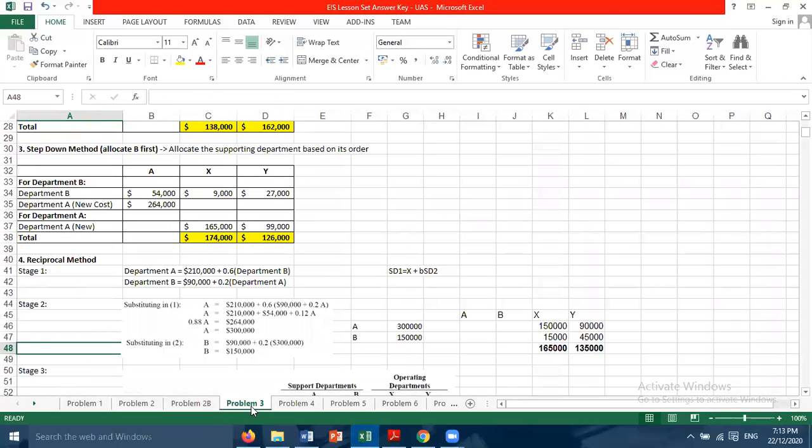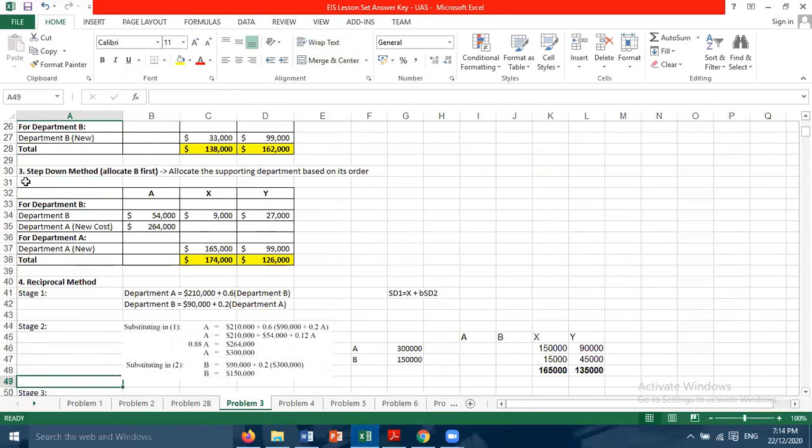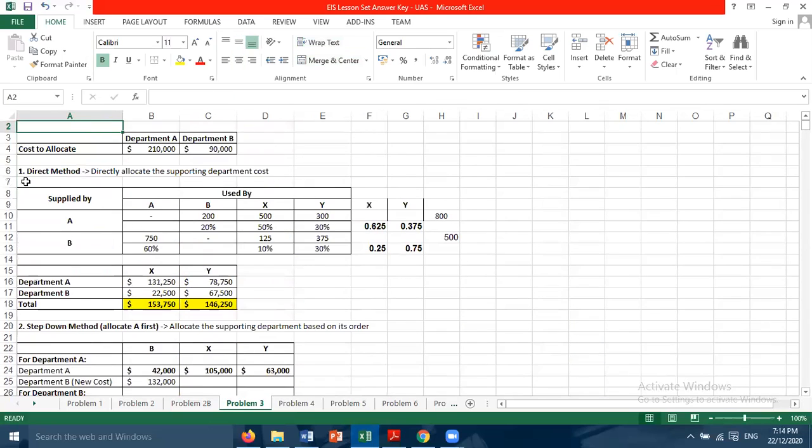Okay, then the essence for cost allocation. The essence for cost allocation is usually the support departments. Remember, the thing to remember is that there are 3 methods: direct method, step-down method, and reciprocal method. Once again, remember, in the direct method, you only allocate to operating departments. So only the operating departments is considered in the direct method.